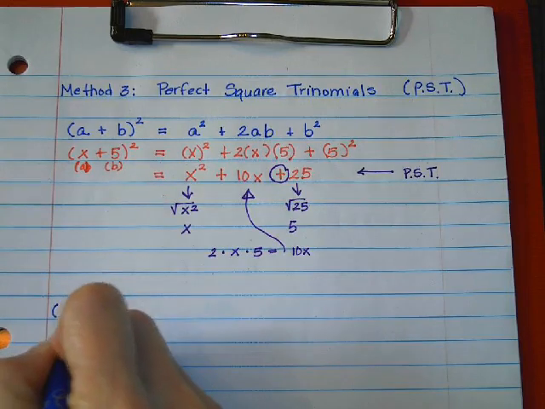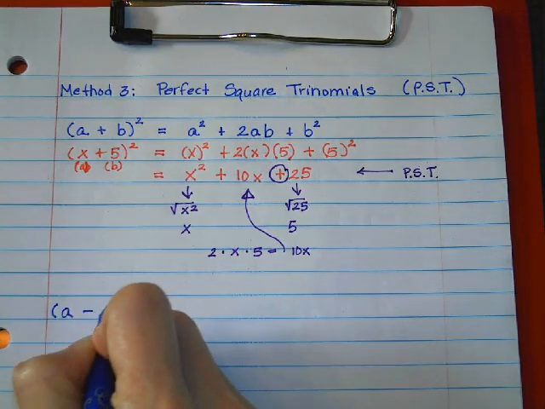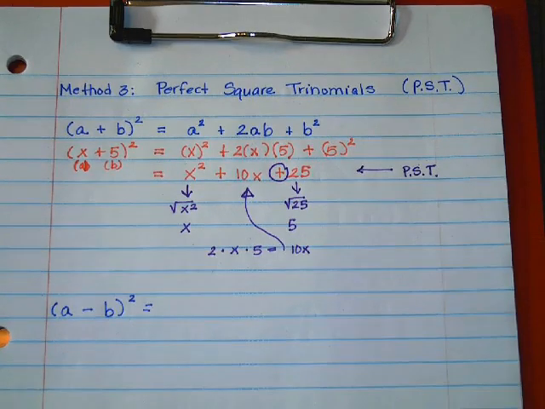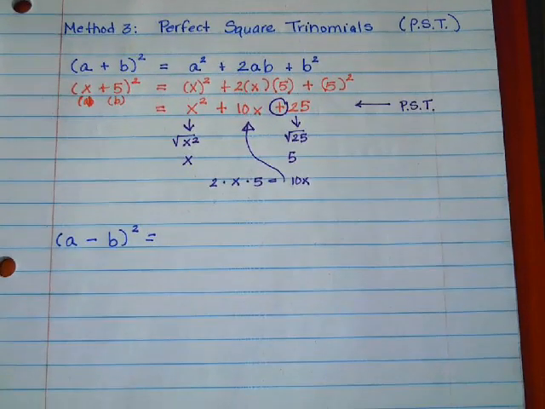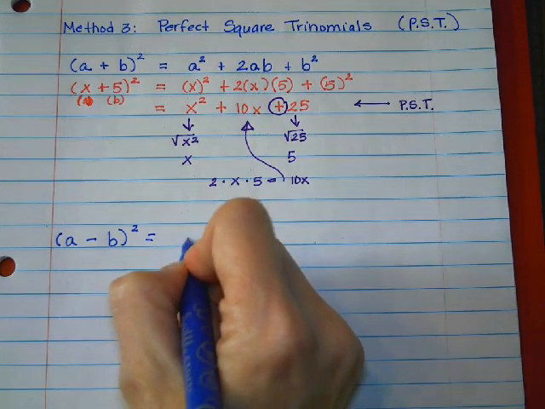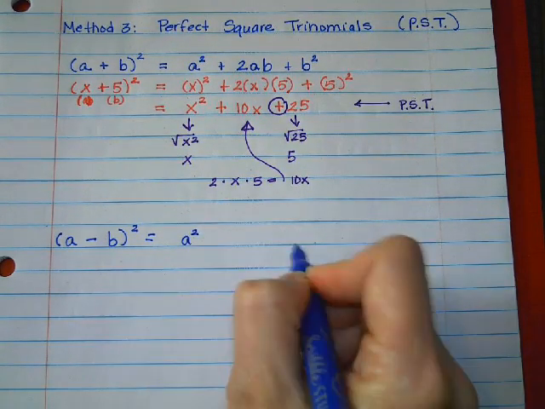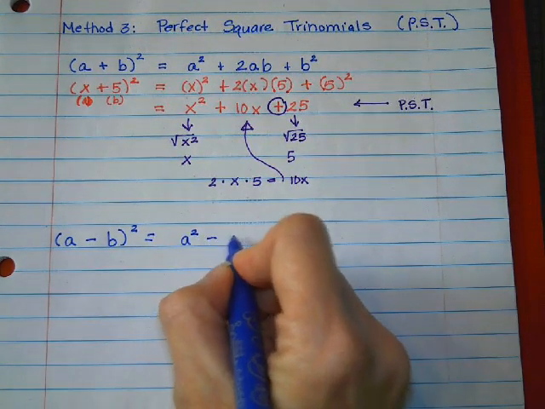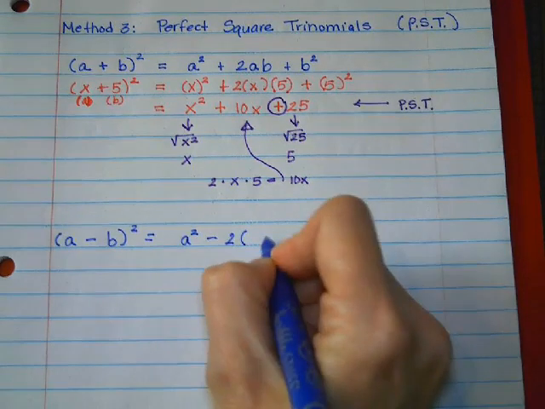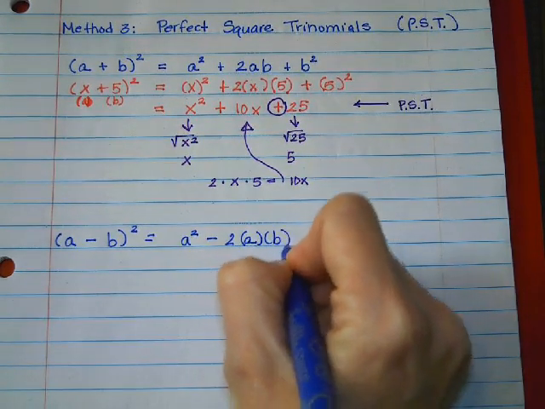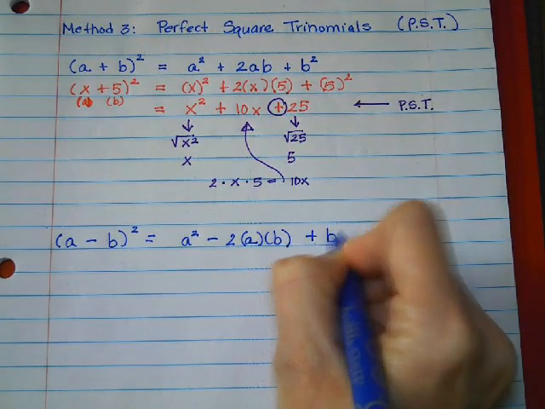All right, so now let's try the second one. We're going to do A minus B, so any value minus any value, squared. The rules will be the same. We're going to square the first term, A squared. Then because we have a minus sign in between, we're going to do minus 2 times the A value times the B value, plus the B value squared.